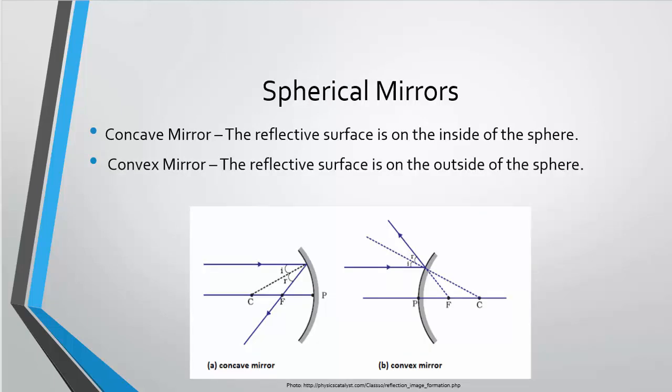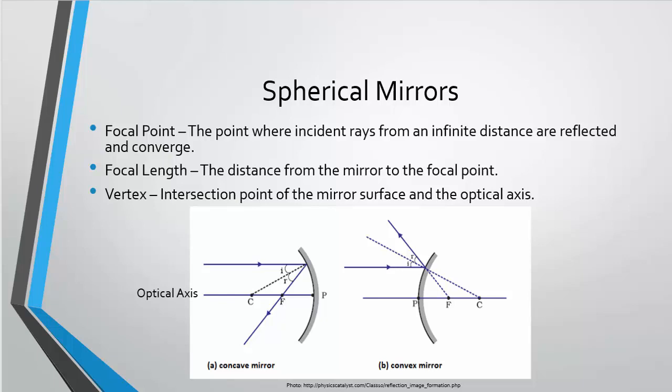The spherical mirrors are a little bit more interesting. There's concave mirrors and convex mirrors. We're going to assume small angle approximations that we have a focal point where all of the rays can converge. So we have a concave mirror, and that's where the reflective surface is on the inside of the sphere, and the convex mirror where the reflective surface is on the outside of the sphere. So the focal point is the point where all of the rays converge after being reflected. And the focal length is the distance from that focal point to the surface.